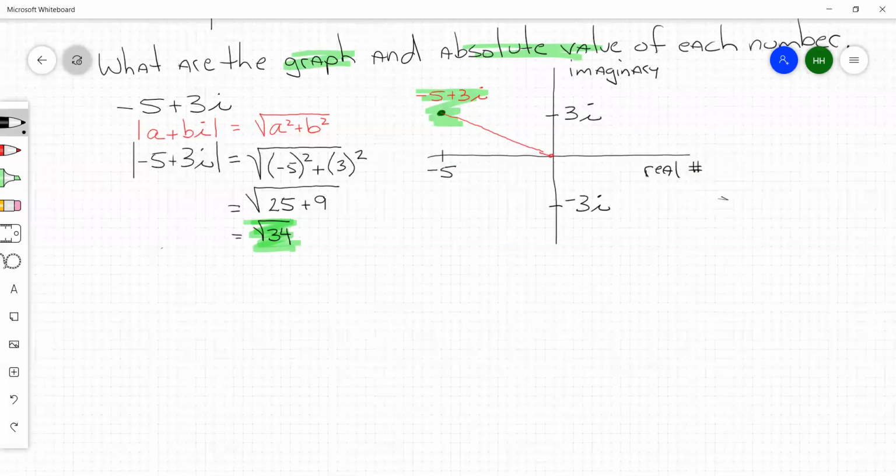Let's graph 6i. All right, 6i. If it's 6i, it's the same as 0 plus 6i. All right? So you draw your coordinate plane. We're at 0 on the real axis, and we go to 6i on the imaginary axis. We plot a point. So there's your graph of 6i.